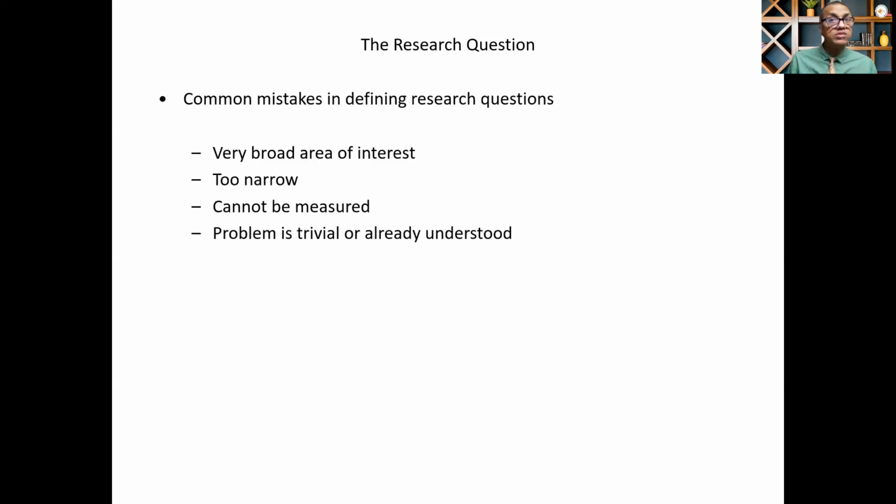And then comes the research question. Then common mistakes in defining the research question. A very broad area of interest sometimes. Too narrow also sometimes. It cannot be measured. Some research questions also sometimes cannot be measured. The problem is trivial or already understood.